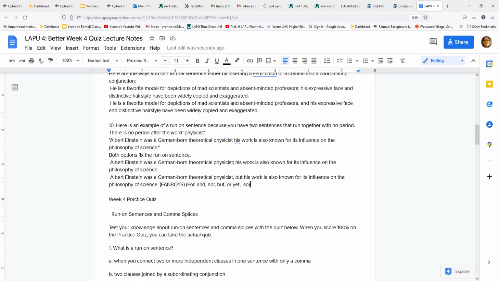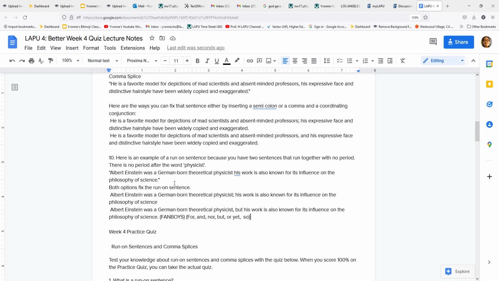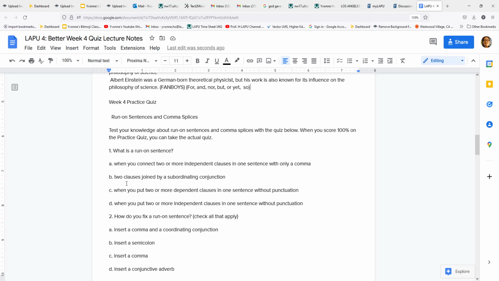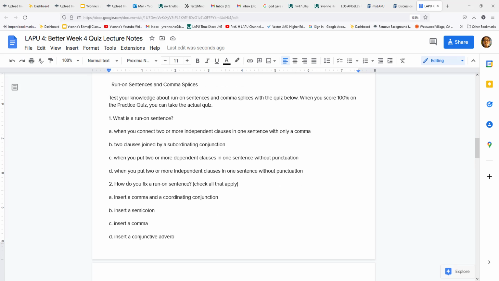a compound sentence. So let's go to the fun part of testing what we just learned. So test your knowledge on run-on sentences and comma splices with the quiz below. When you score 100% on the practice quiz, you can take the quiz. What is a run-on sentence? Is it A, when you connect two or more sentences, two or more independent clauses in one sentence with only a comma? That's the correct one.